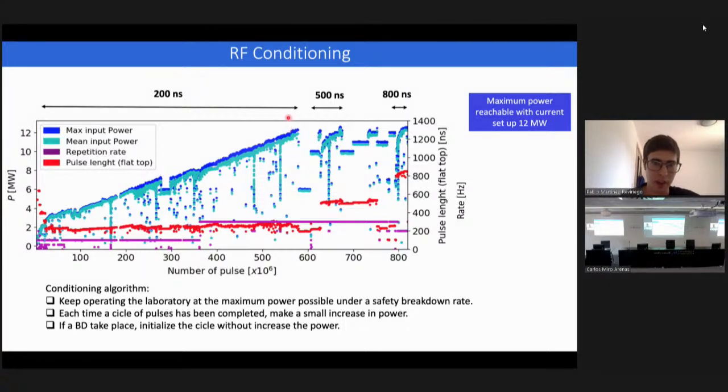And once you reach the maximum with a very short pulse, you increase the pulse length and do the conditioning process again until you reach the maximum, and then you do it again for a longer pulse until you reach the maximum pulse length of the cavity. And then you can say that, okay, this cavity is ready to be part of an accelerator if the performance is good enough, or maybe your conclusion can be, okay, no, this cavity is not good enough to be part of an accelerator.